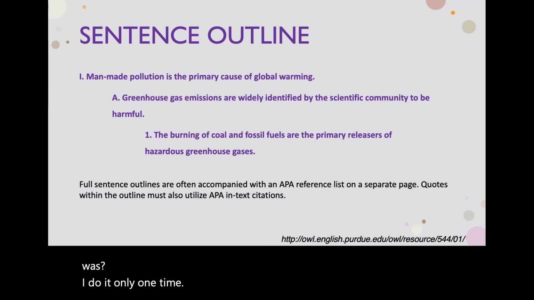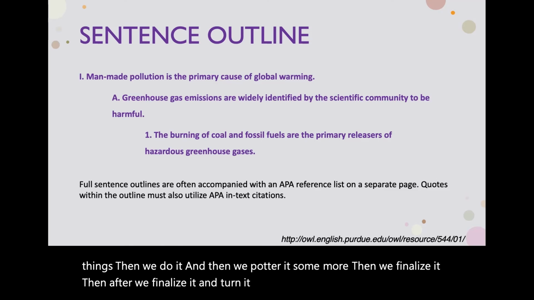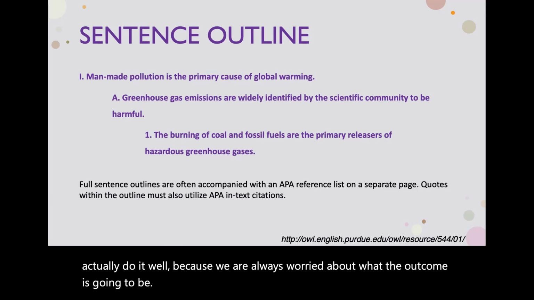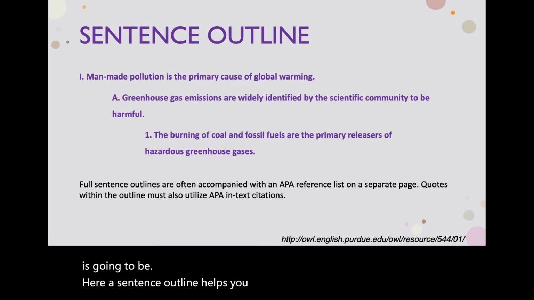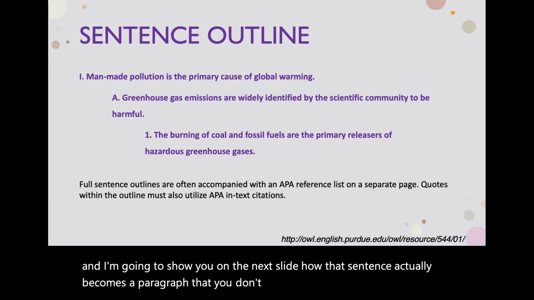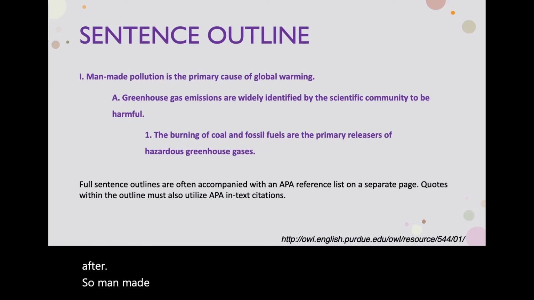And he was saying that a lot of times what we do is we sit and ponder things, then we do it, and then we ponder it some more, then we finalize it. Then after we finalize it and turn it in, we ruminate on it, and we don't actually do it well because we're always worried about what the outcome's going to be. Here, a sentence outline helps you to do your research, put it in a sentence, and I'm going to show you on the next slide how that sentence actually becomes a paragraph that you don't even have to really think about much after. So, man-made pollution is the primary cause of global warming.